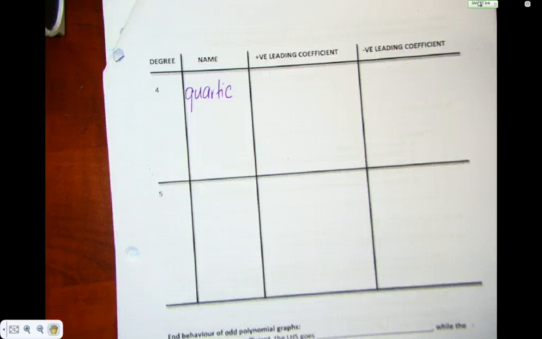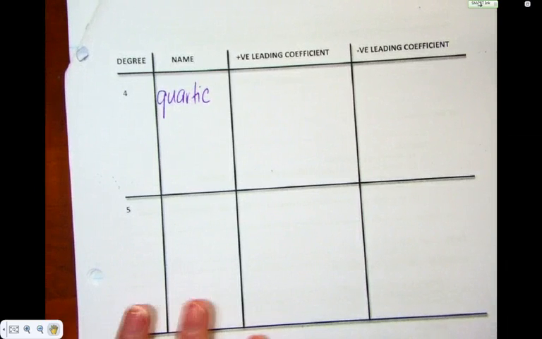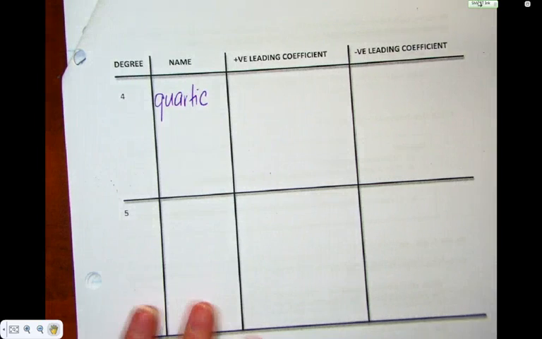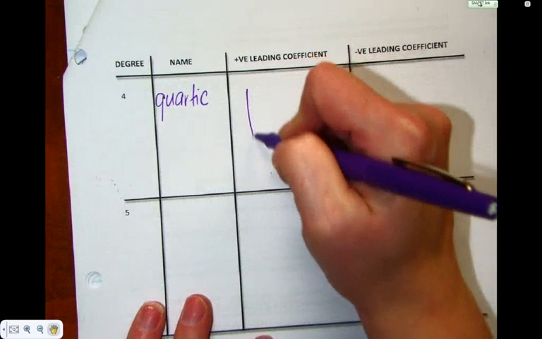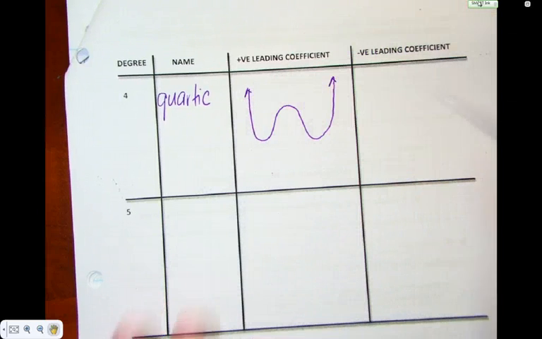Okay, just like there's 4 quarters in a dollar, there are 4 quadrants to the grid. He starts at the top, has a min, has a max, has a min. So our parabola is our u, our absolute value is our v. What's our quartic? It's the w.